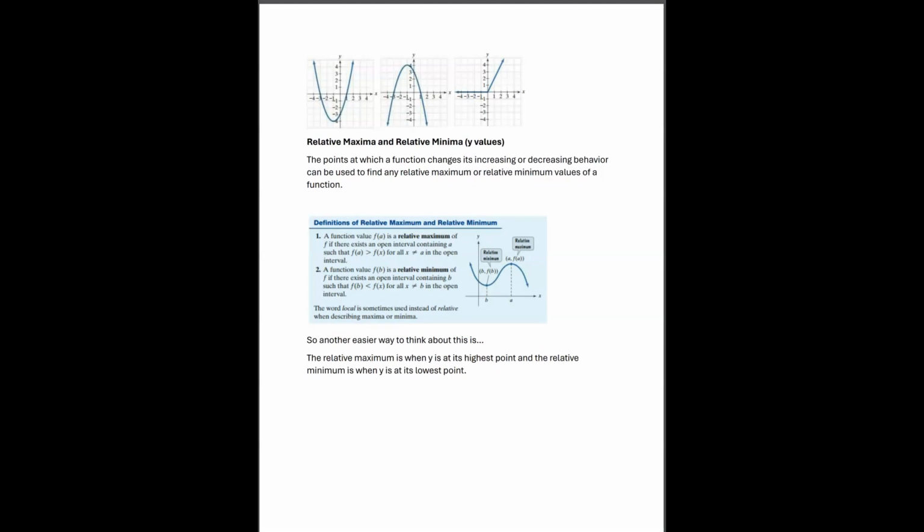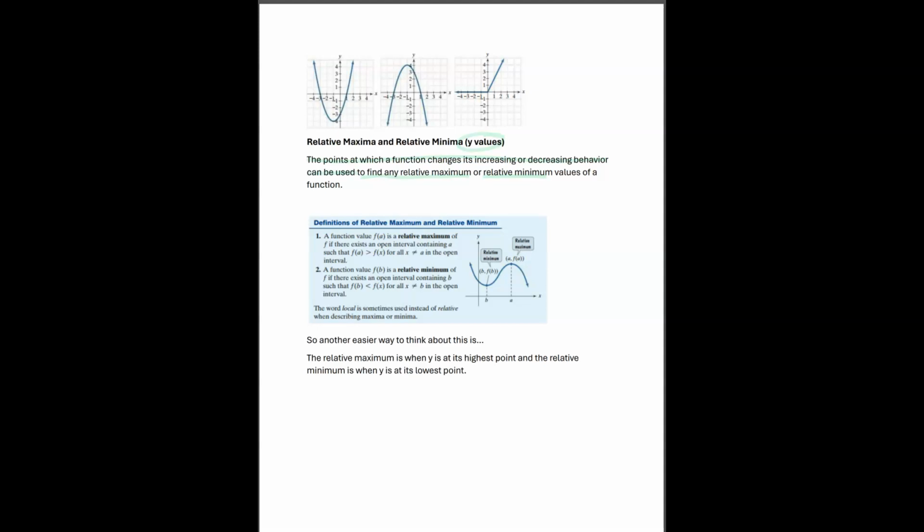Okay, there we go. Now let's take a minute and talk about maxima and relative maxima and minima, or local maxima and minima. I like local best. That's what I like to say, but they mean the same thing. So we'll just say that. Okay, so relative maxima and relative minima, they are y values. So the point at which a function changes its increase or decrease behavior can be used to find the relative maxima and the relative minima values of your function.